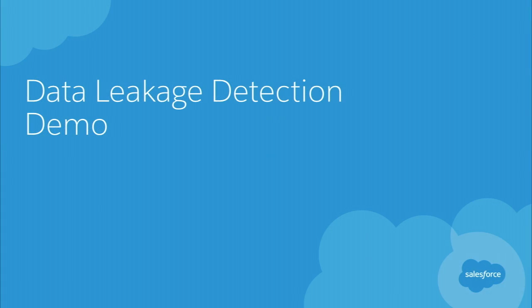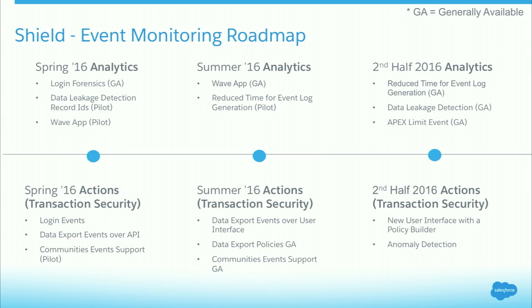So data leakage, I talked about with real-time events. To get to our roadmap, I'm just going to take the top half. Event monitoring is both about analytics and actions. We talked about today the things that we are doing in Spring 16. Looking forward, what we are starting to work on today as a team is to get that Wave app to general availability, which we're hoping in the Summer 16 release will come out.